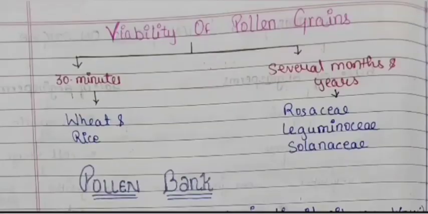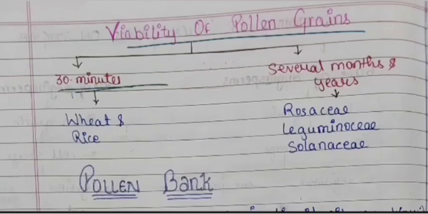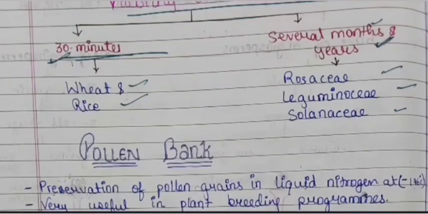Now if we talk about the viability of a pollen grain, it can be from 30 minutes to even several months and years. For example, in the case of wheat and rye, its viability is just 30 minutes, and in families such as Rosaceae, Leguminosae and Solanaceae, it can remain viable for several months and years. Now pollen grains can be stored in liquid nitrogen at minus 196 degrees Celsius. It is very useful in plant breeding programs.